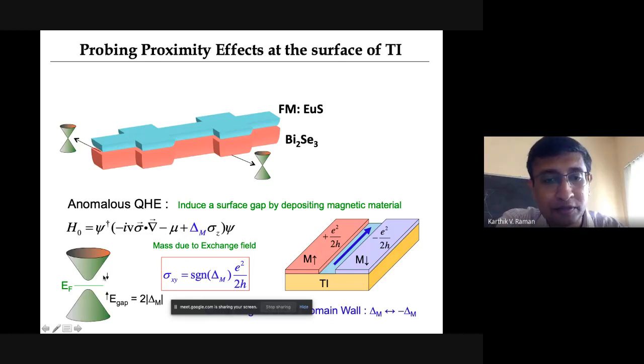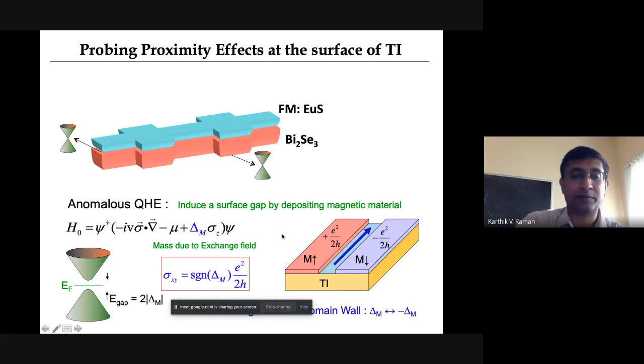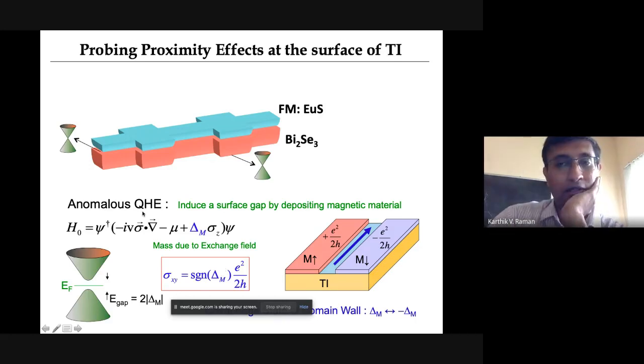And this is not a trivial gap opening, but essentially a topologically non-trivial energy gap opening, which gives rise to exotic effects, such as in this case, the half-integer quantum anomalous Hall effect, where you start seeing a Hall response of the order of e squared by 2h, which is what we have shown here. Okay, so this is the physics in terms of what we expect, which is called the quantum anomalous Hall effect.